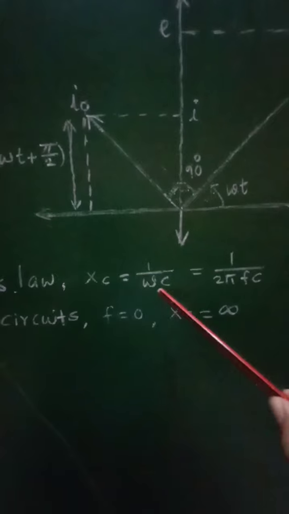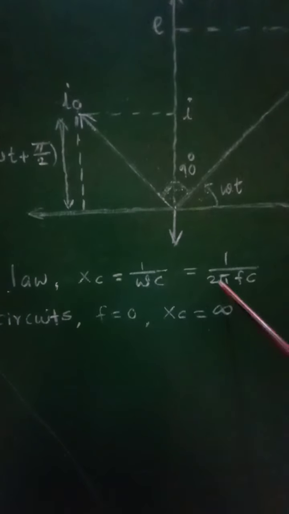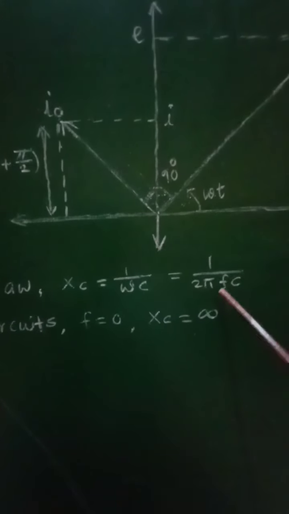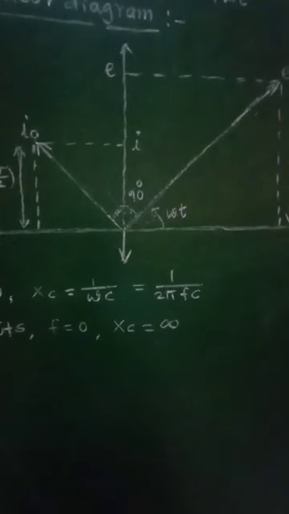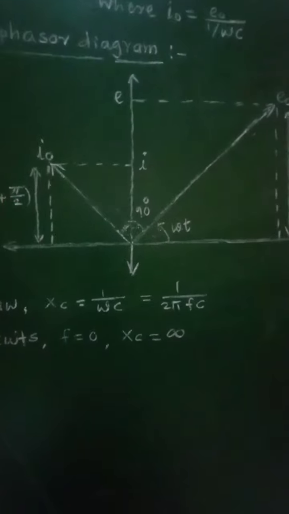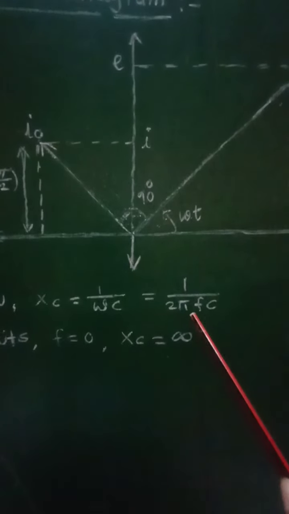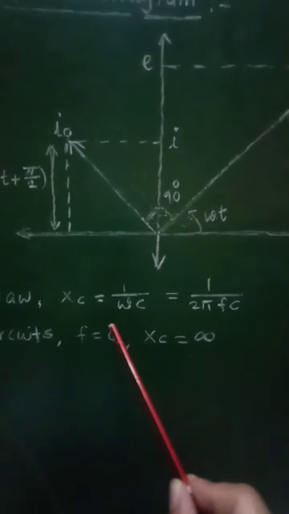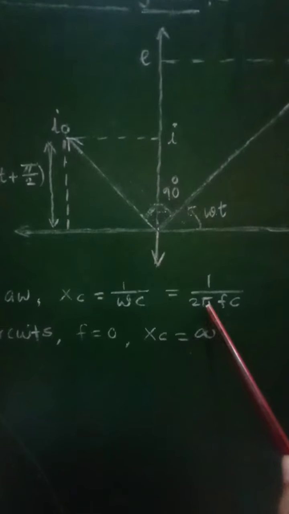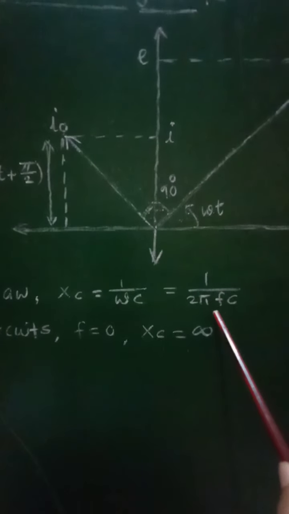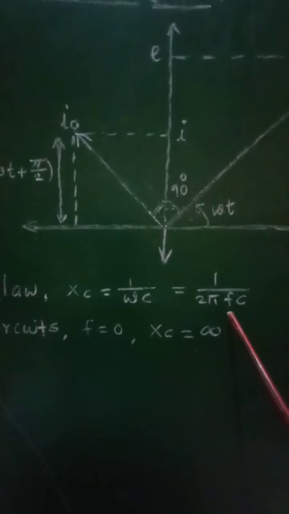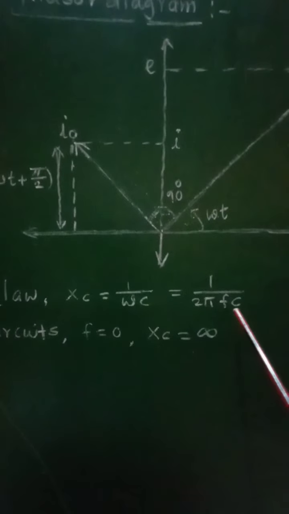Omega will be replaced by 2 pi f, and therefore Xc is equal to 1 upon 2 pi fc, where f represents the frequency of the source of AC, that is, the alternating EMF. From this relation, it is clear that the capacitive reactance Xc is inversely proportional to the frequency of AC f. Similarly, the capacitive reactance is also inversely proportional to the capacitance of the capacitor C.